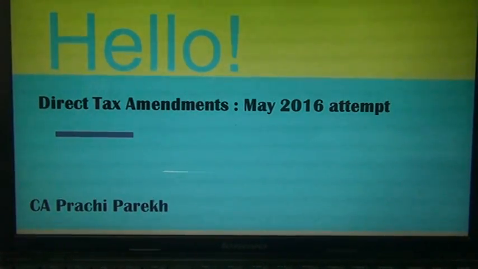Hi everyone, we are discussing certain amendments given by the Finance Act 2015 which are relevant for the May 2016 attempt. Through this slide, I will try to provide certain useful information for students of IPCC as well as CA final who are looking at appearing for the May 16 attempt. I have tried to cover most of the relevant amendments in a very brief and concise manner.